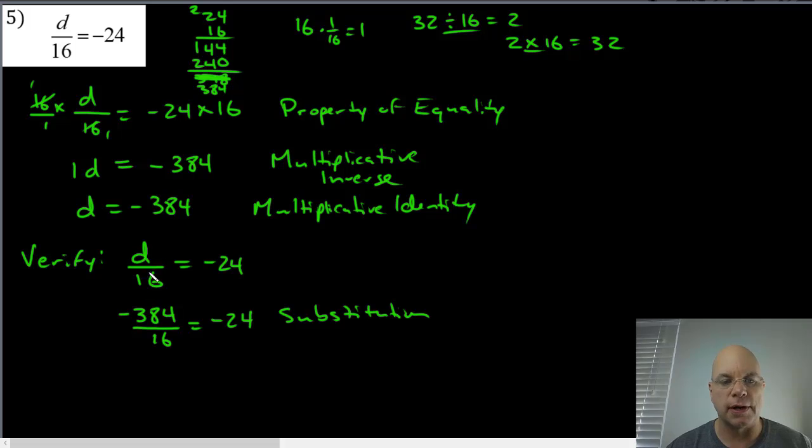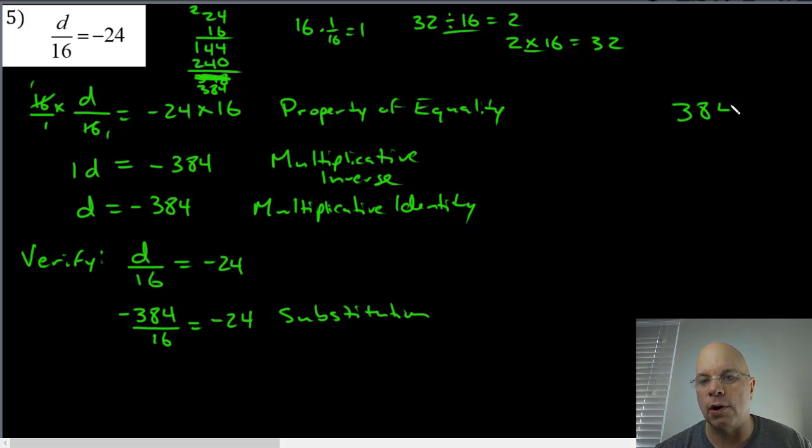Anytime you substitute an expression for an equivalent expression, that's substitution. Now, we hope that when we do this division, we get a quotient of negative 24 so that both sides are equal. But it's not sufficient to just write negative 24 here. You actually have to do the division. Otherwise, you're not really checking.